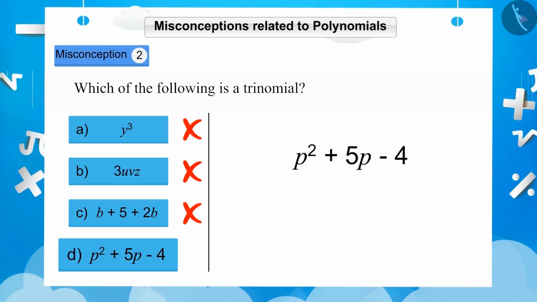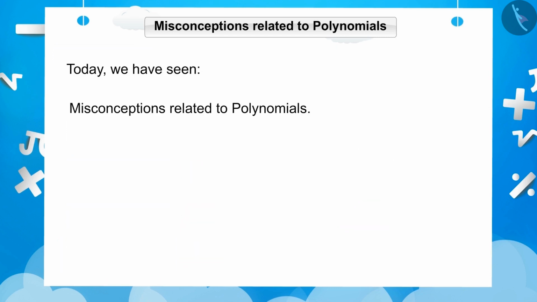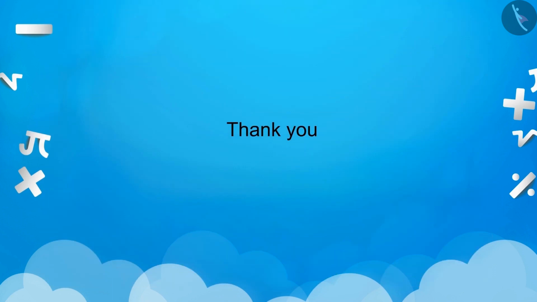D. p raised to 2 plus 5p minus 4. If you observe this option, you will find that this expression has 3 terms. This is a trinomial. Hence, option D will be the correct answer. Today we saw misconceptions related to polynomials. Hopefully, this video would have helped you in better understanding of polynomials and cleared some misconceptions you had on polynomials. Thank you.